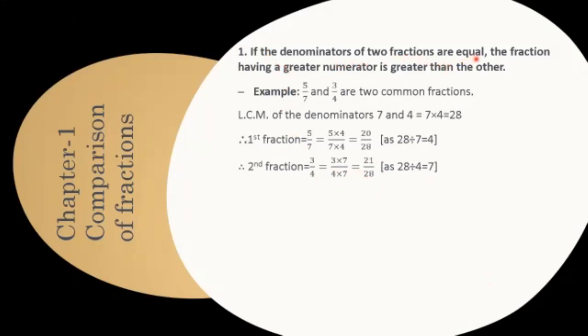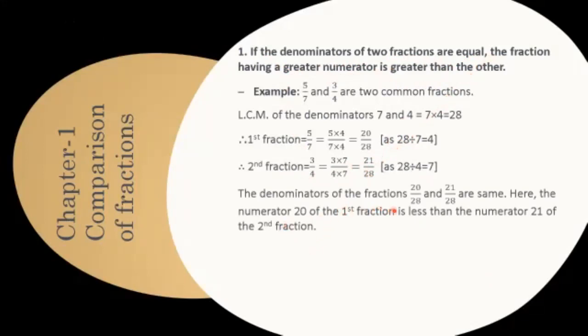If the denominators of the two fractions are equal, so already we have made the two fractions' denominators equal, then the fraction having the greater numerator is greater than the other. So the greater numerator is in the second fraction. So the denominators of the fractions 20 divided by 28 and 21 divided by 28 are same. Here the numerator 20 of the first fraction is less than the numerator 21 of the second fraction. Therefore 20 divided by 28 is less than 21 divided by 28.